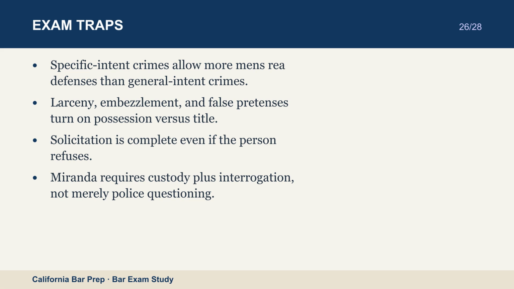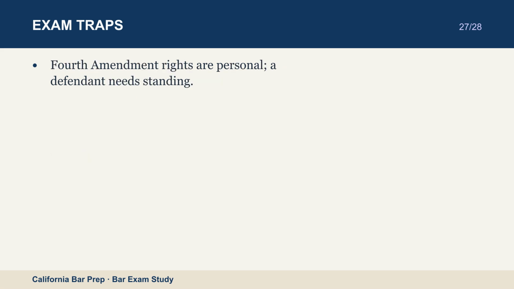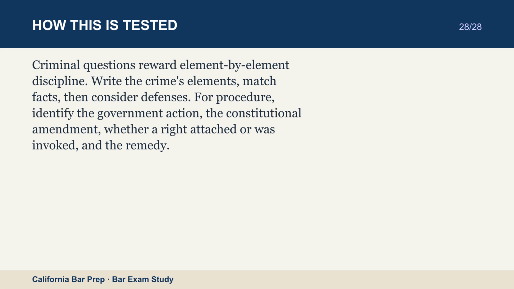Write the crime's elements, match facts, then consider defenses. For procedure, identify the government action, the constitutional amendment, whether a right attached or was invoked, and the remedy.